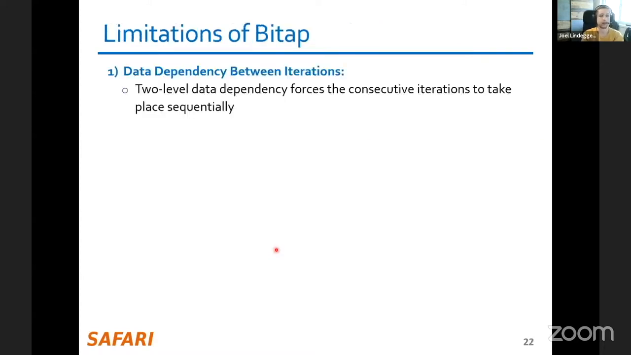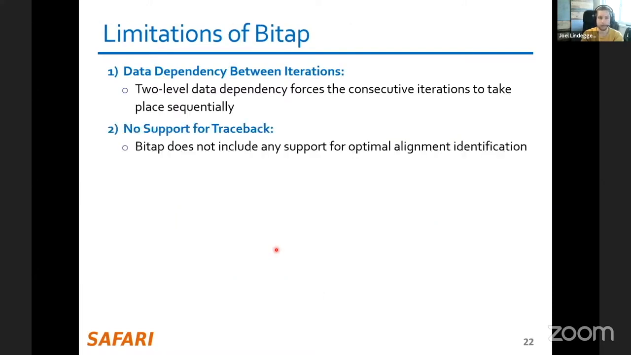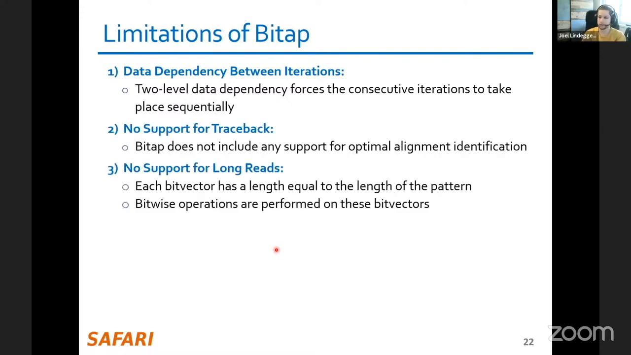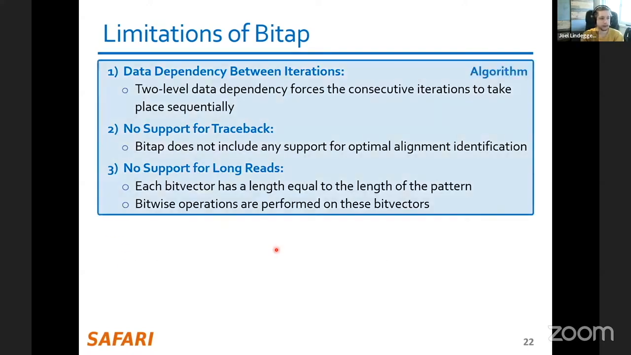So again, let me reiterate. There's data dependency between iterations. There's no support for traceback. And due to these two loops, it doesn't really scale to long reads, which can go up to millions in characters. Okay. So those are algorithm level limitations.